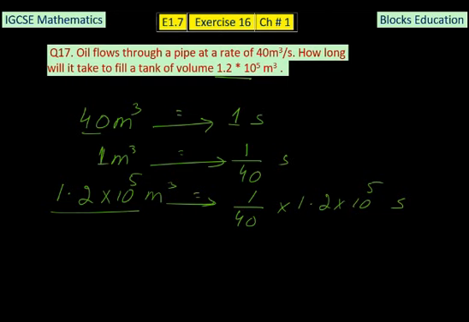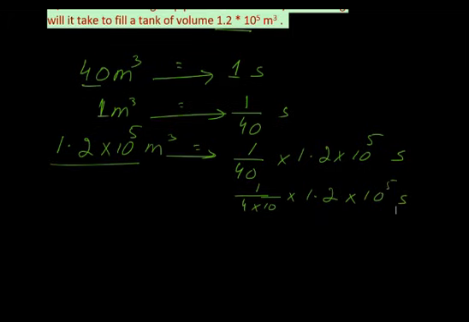Now let's solve it out. So 40 can be written as 4 times 10, right, so it is 1 over 4 times 10, times 1.2 times 10 raised to power 5 seconds, and let's solve it a little bit more. You can see clearly, it will be 1.2 over 4 times, now see, this is 10, once it goes up it will be minus 1, so 10 to the power 5 minus 1, it will be 10 to the power 4, and it is 1.2 divided by 4.